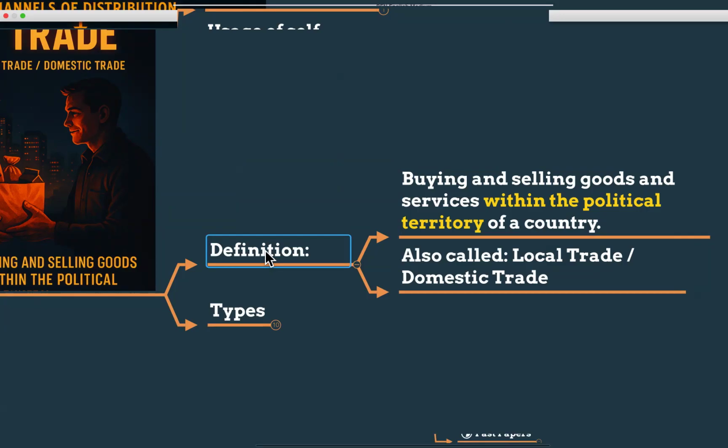That's it. So home trade is buying and selling goods and services within the political territory of a country. For example, from Jaffna to Galle, Colombo to Batticaloa, if it is within Sri Lanka, it's home trade, local trade, domestic trade, right? For example, the rice coming from Polonnaruwa and sold in Colombo. Or for example, cinnamon. Cinnamon is very famous in Matale, in my area, right? When cinnamon from Matale is sold in the Kandy area, it's all home trade, all domestic trade, right?